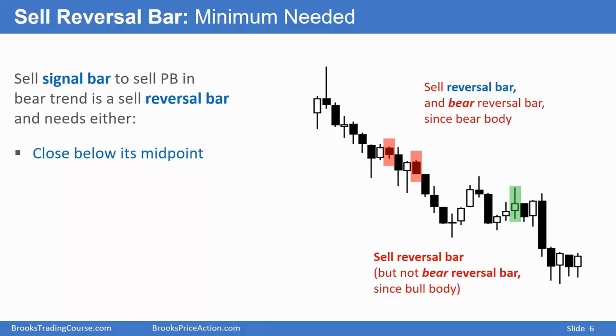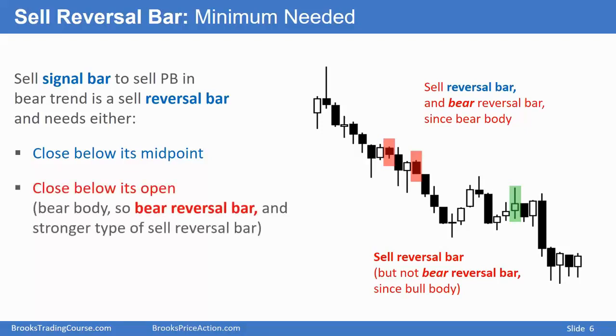Traders see that as a potential sell signal, and they'll look to sell right below the low of the bar, and they get filled here. While it has a bull body, it's still a reversal bar. The bulls are failing, and it looks like the market will reverse back down. Here, it's a sell reversal bar, but it's not a bear reversal bar. Here, bear bodies, they're sell signals, so they're sell reversal bars, and they're bear reversal bars as well.